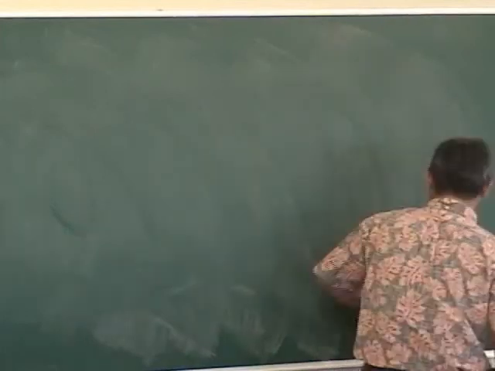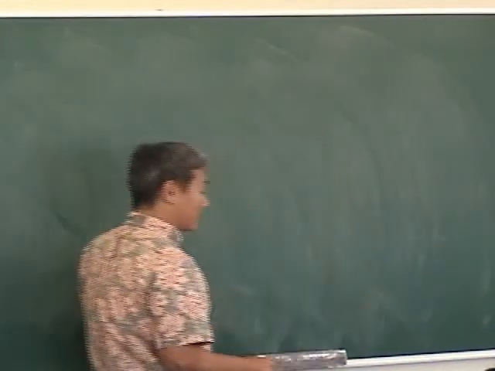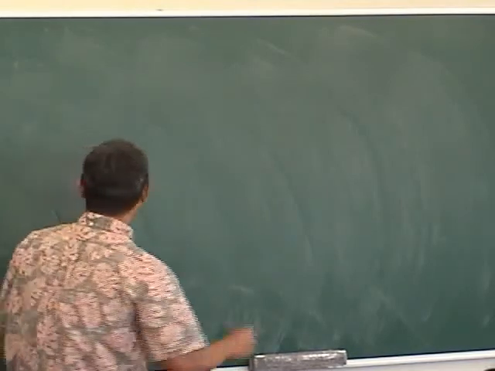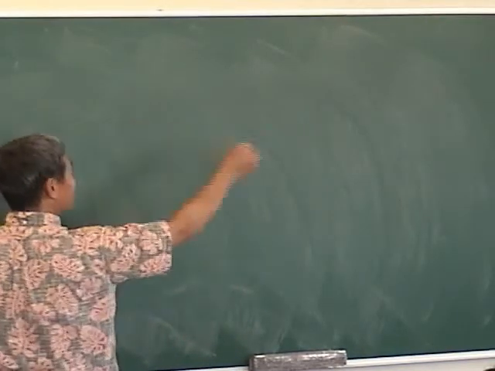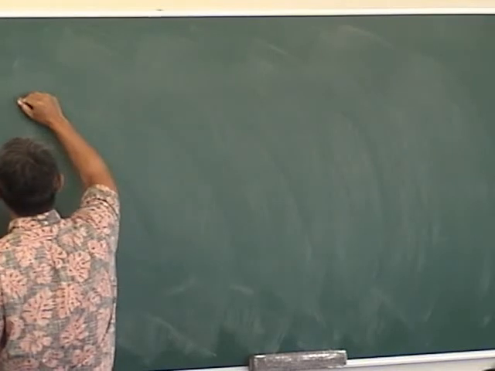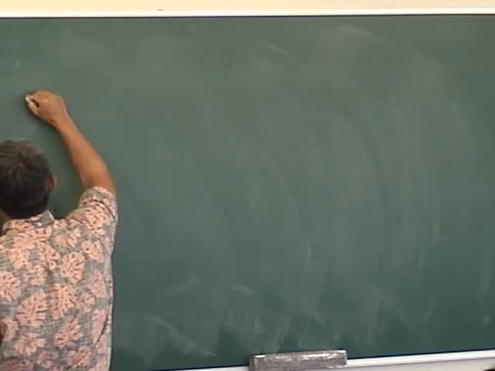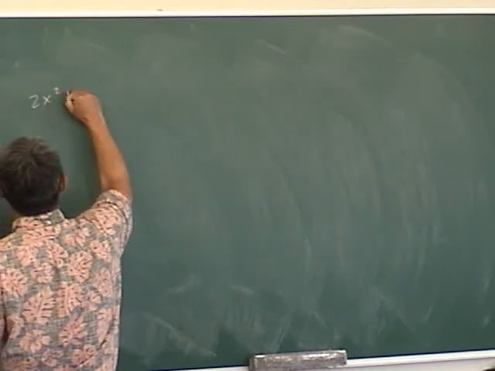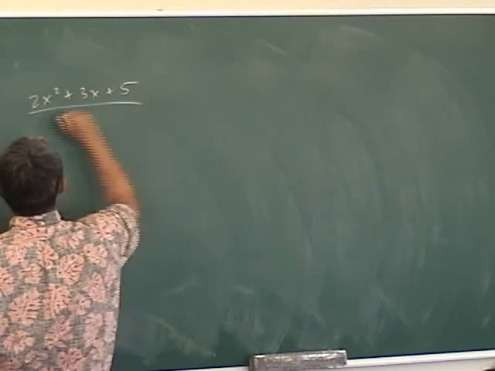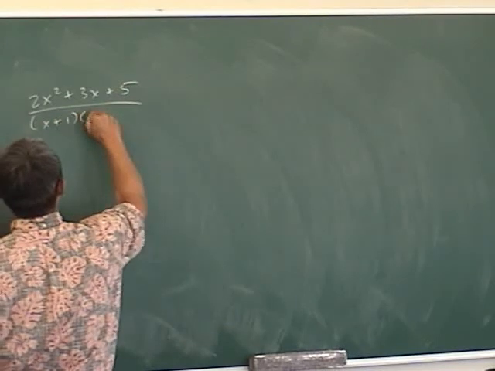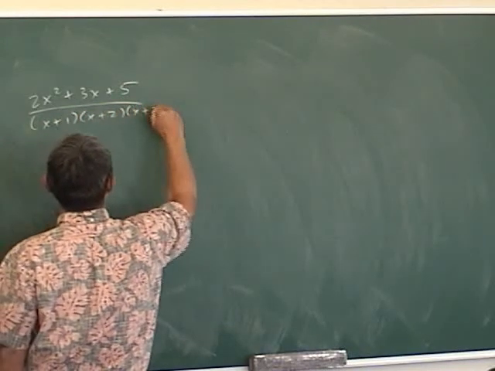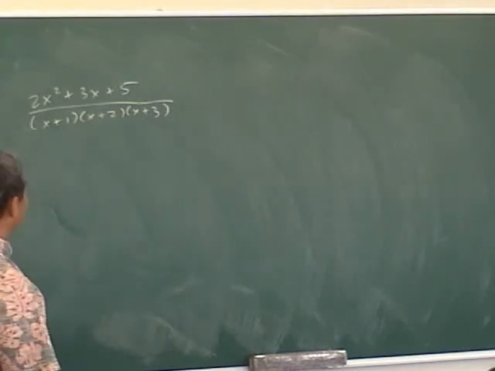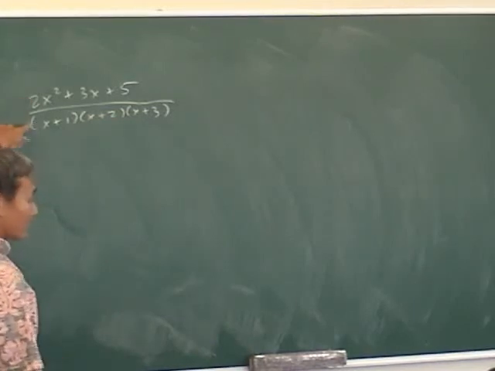Okay, so the key step is setting up the problem, because if you don't set up the problem correctly, it's all over but the crying. Okay, so let's practice setting up the problem. So let me make up something. How about 2x squared plus 3x plus 5 all over x plus 1 times x plus 2 times x plus 3. Is this a proper fraction? Yes, because look, the degree of the top is 2, but the degree of the bottom is 3.